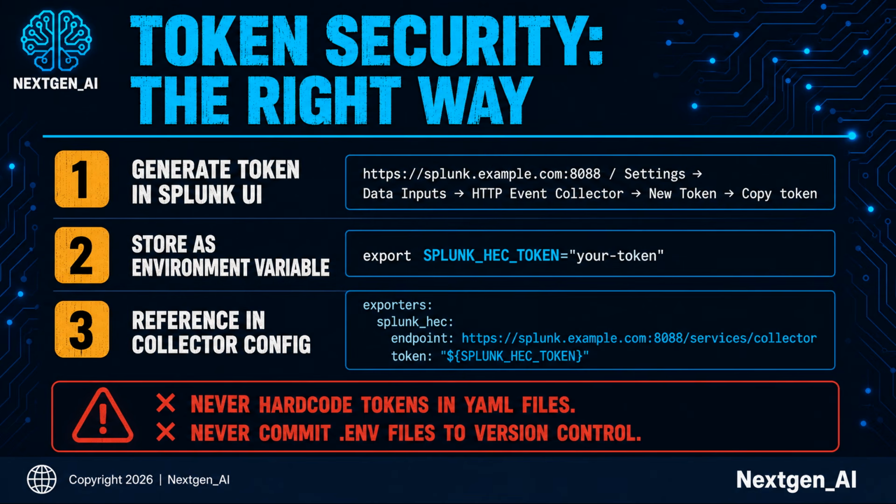Instead, you must use environment variable substitution. In the YAML file, you reference the token using the $env:SPLUNK_HEC_TOKEN syntax. When the collector boots up, it reads the actual token value from the secure environment variables of the host machine or the Kubernetes secret store. This pattern ensures that your infrastructure as code remains clean, shareable, and completely devoid of hard-coded secrets.